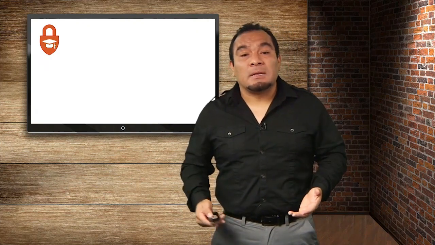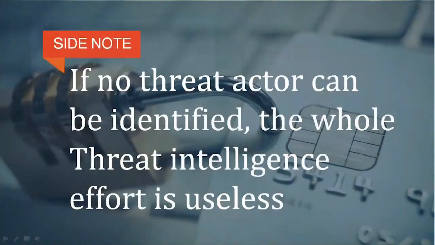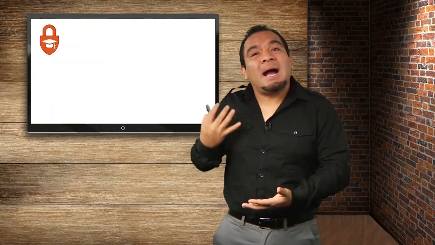Exfiltration strategy. How do they steal the information? Is it via HTTP POST request? Is it via a raw socket? Is it via a proxy? How do they do it? And what information are they extracting? What is the format? Okay, so if no threat actor can be identified, the whole threat intelligence effort is useless. At the end of the day, okay, you found malware, you found features, you extracted them, you clustered them, and even detected them, but if you don't know who is behind it, you cannot take down the organized crime.